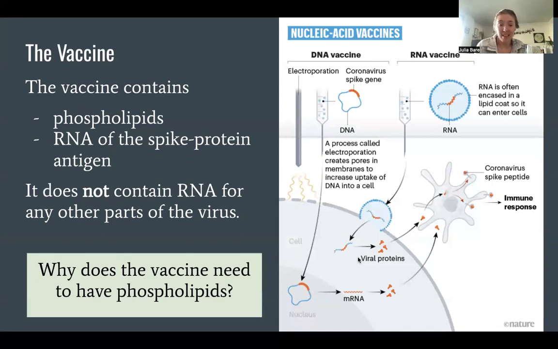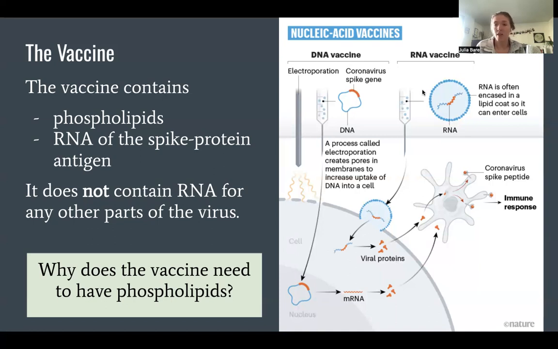So what scientists did, they actually practiced with a couple of different types of vaccines. And this diagram shows how they made different nucleic acid vaccines. One mechanism they tried was using a DNA vaccine. But the problem with a DNA vaccine is that they had to use a process called electroporation, where they basically made the cell membrane kind of flexible, and that allowed the DNA to be absorbed into the cell. But it wasn't very efficient, and it caused a lot of mutations to the DNA.